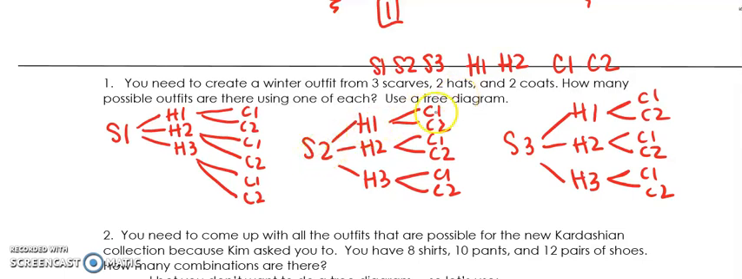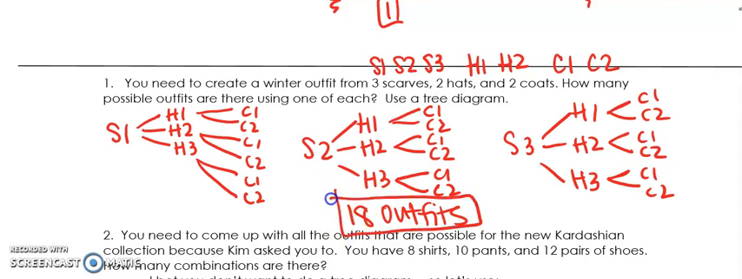So scarf 2 with hat 1 with coat 1. Scarf 2 with hat 1 with coat 2. Scarf 2 with hat 2 with coat 1. Scarf 2 with hat 2 with coat 2. So looking here, 2, 4, 6, there are 6 different choices here, 6 different choices here, and 6 different choices here. All right, so we have 6 choices, 6 and 6. So this is 18 outfits.